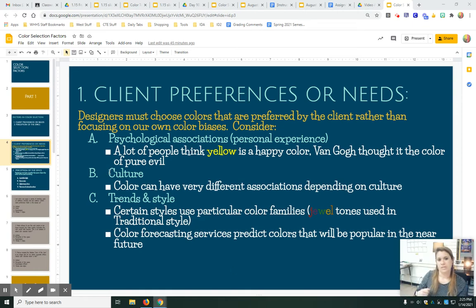B would be culture, another factor that could be affected by your client. Colors have different meanings depending on different cultures. So you have to find out if they are of another culture or other belief and if they have any colors that have certain meanings in their home culture.